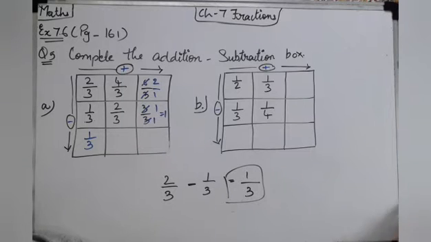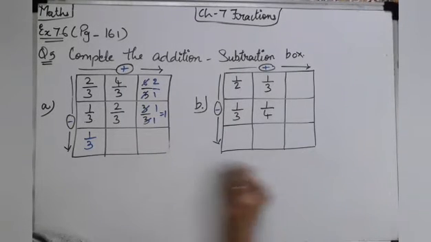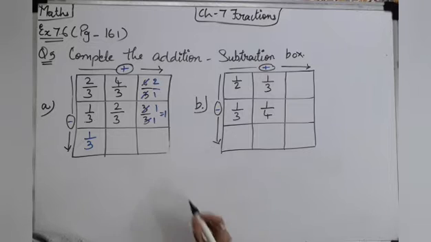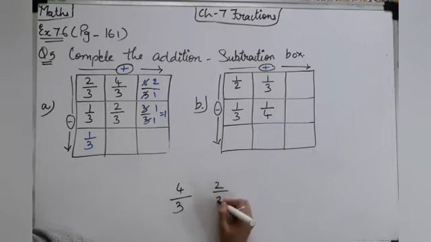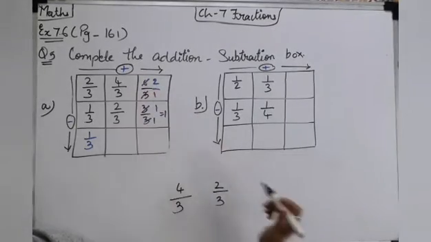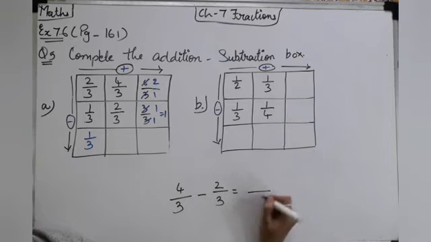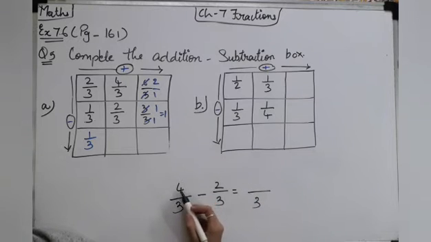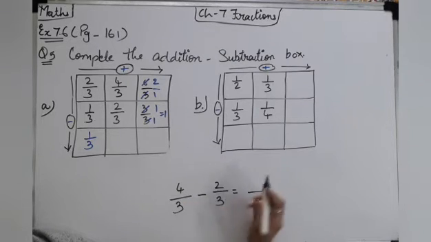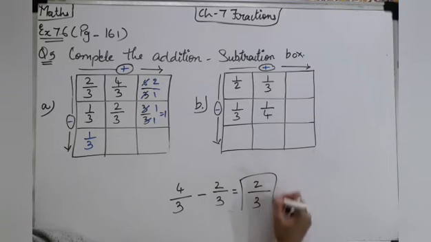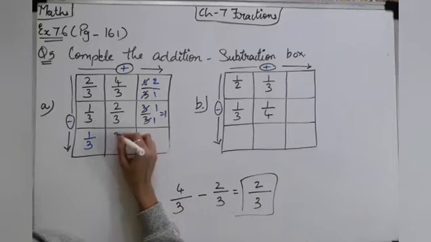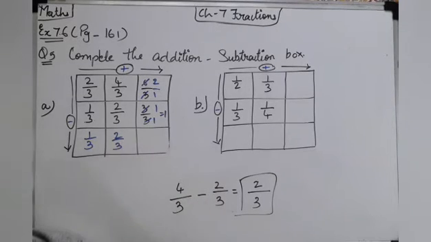Then it comes to 4 upon 3 and 2 upon 3. 4 upon 3 and 2 upon 3. Again upwards to downward. Subtraction sign. Denominators are same, so I'll put the 3. 4 minus 2. 4 minus 2 is 2. Our answer is 2 upon 3. Now one box is remaining.